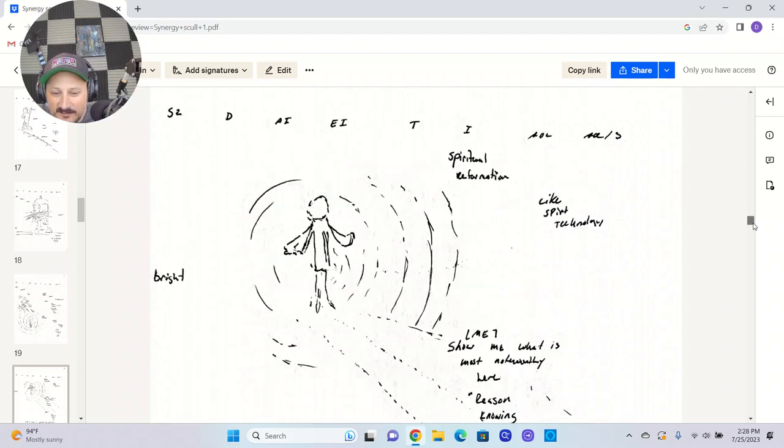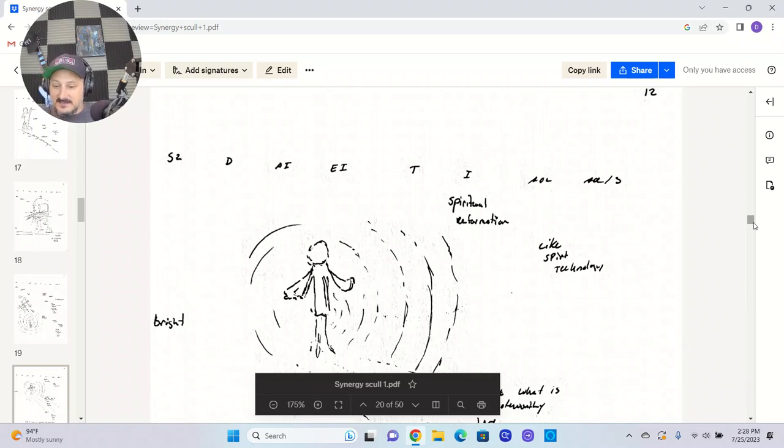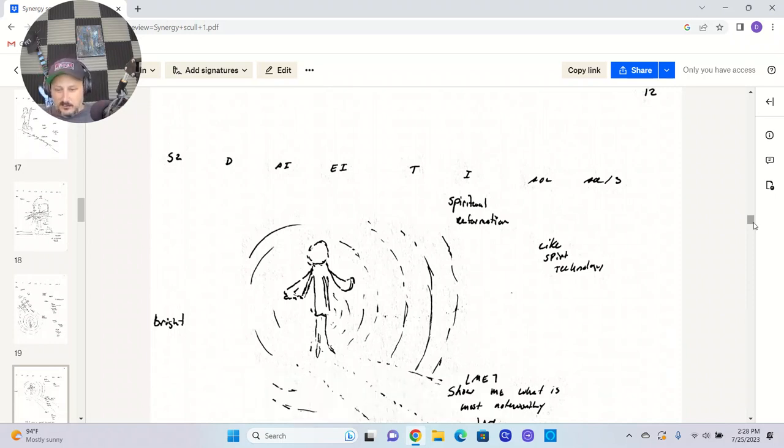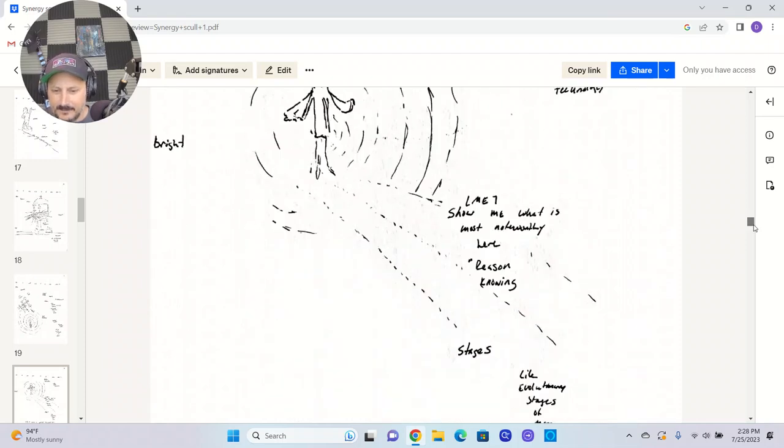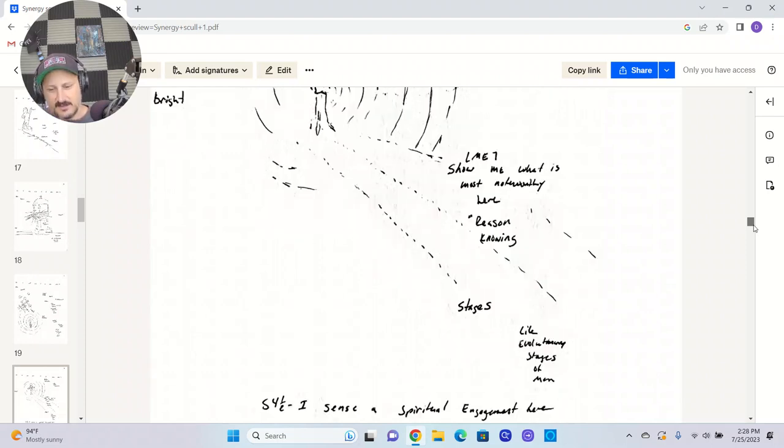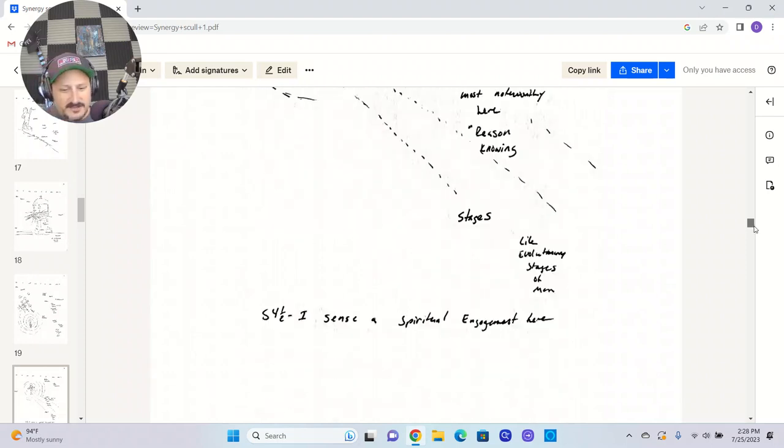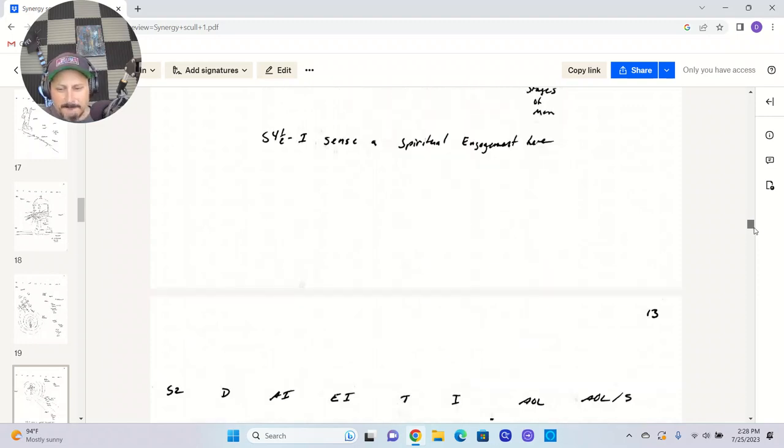Spiritual reformation, like spirit technology. So again, I get this guy standing in front of this portal. But again, and you'll see later sketches too, where I got this guy flying into it. Again, it's like astral projection. It's almost like this. Showing what's noteworthy here. The reason for knowing. I get a sense of stages, like evolutionary stages of man. I sense a spiritual engagement here.